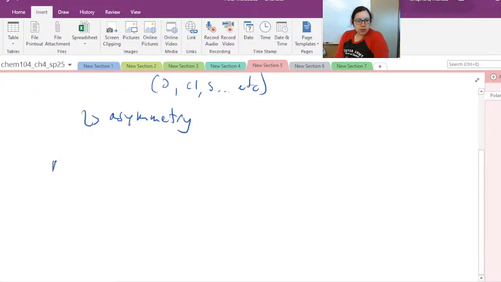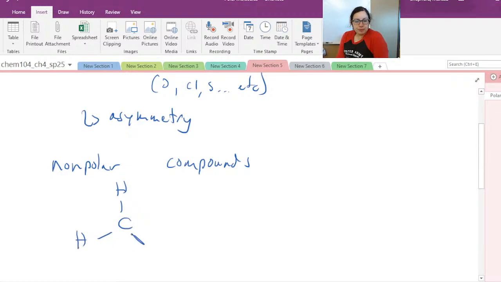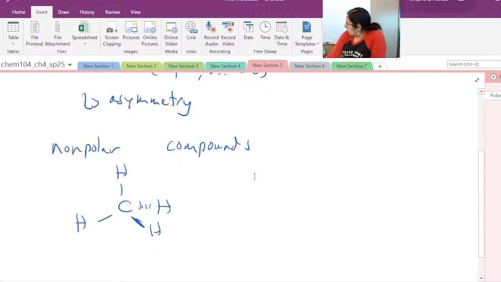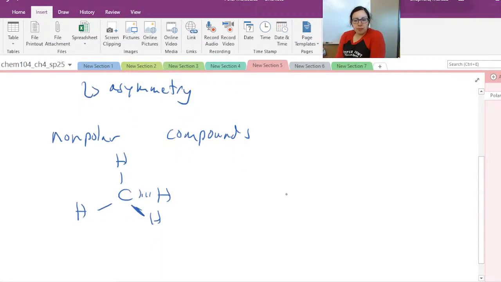First, let's look at some nonpolar compounds. Of course, methane is nonpolar. These bonds themselves are not really polar, so C-H bonds are pretty normal. So that is nonpolar, and it's all the same in every direction. We'll understand that more in a bit.